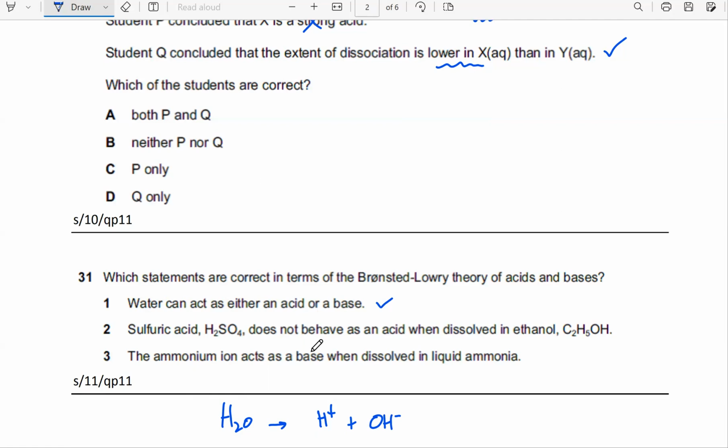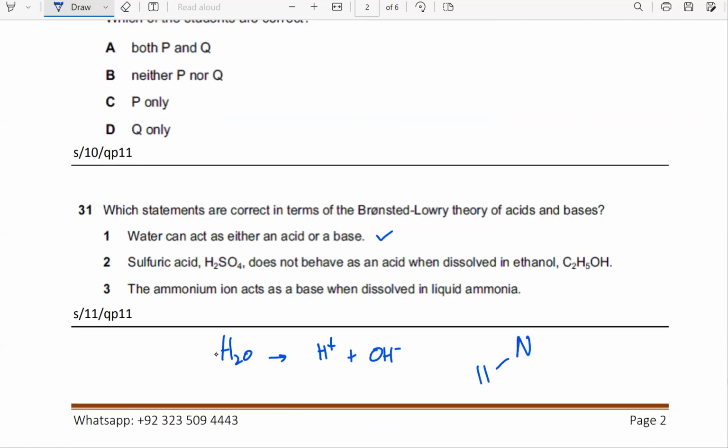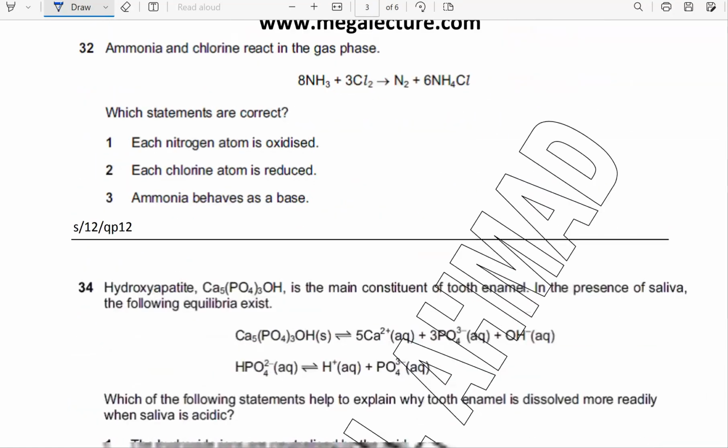The ammonium ion acts as a base when dissolved in liquid ammonia. I mean, you got the ammonium ion, right? It's NH3 plus the N has a lone pair, so the H+1 gets attracted to it, right? So that's an ammonium ion. Can it act as a base? No. Because it can't gain more H+1 ions, so that's wrong. So one and two both are correct. That's the next one.